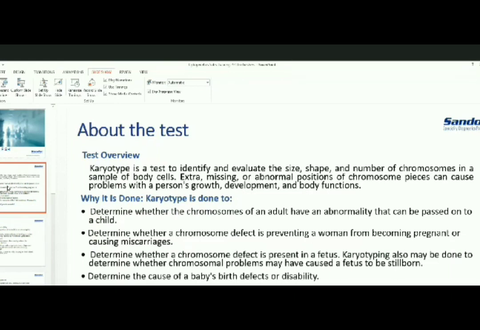And why it is done is also very clear. Determine whether the chromosomes of an adult have any abnormality, as I said, the mother or father, if they have some abnormality, it will be passed on to the child. And whether a chromosome defect is preventing a woman from becoming pregnant. Yes, this is also happening sometimes.